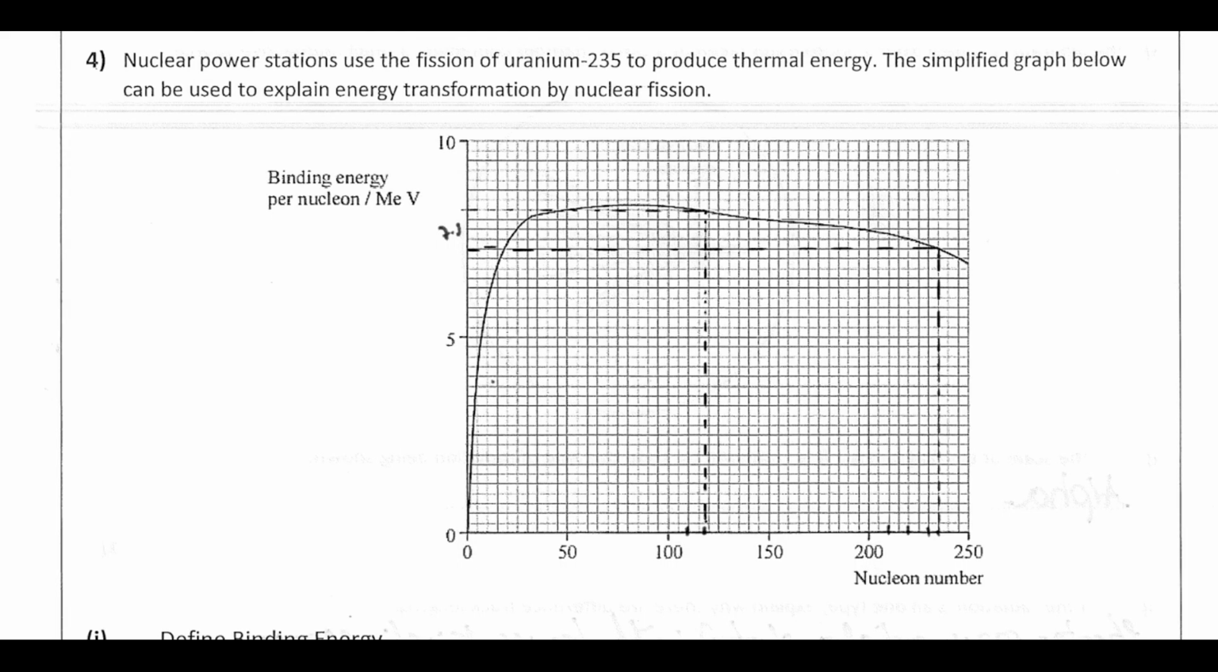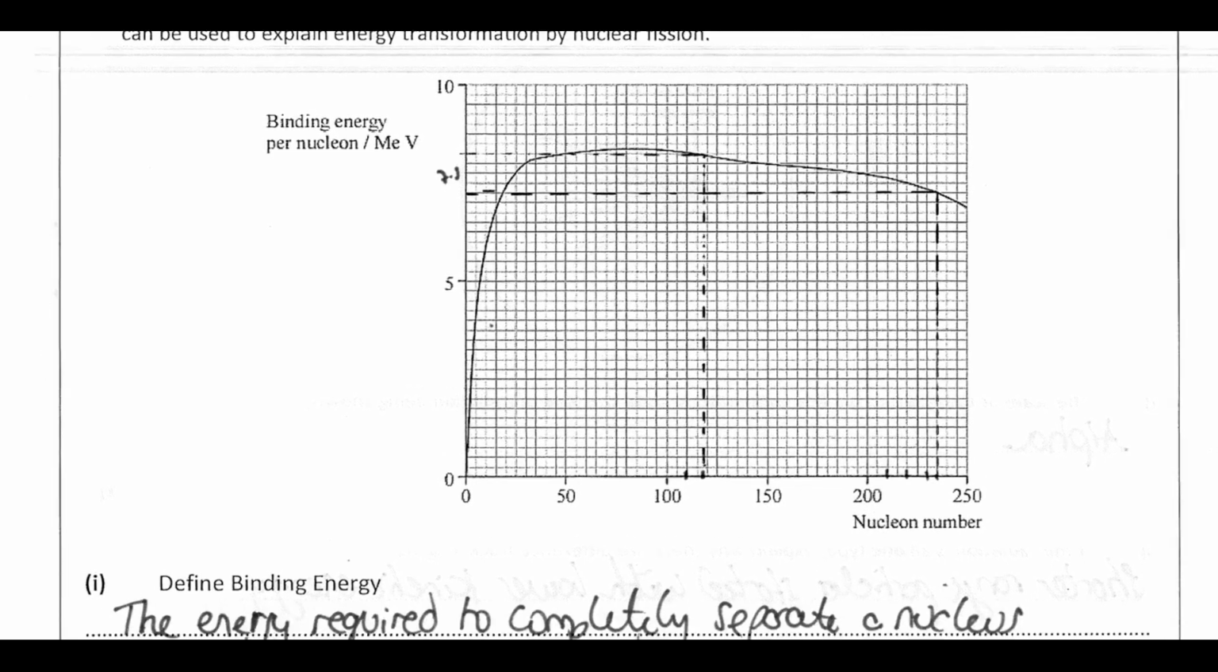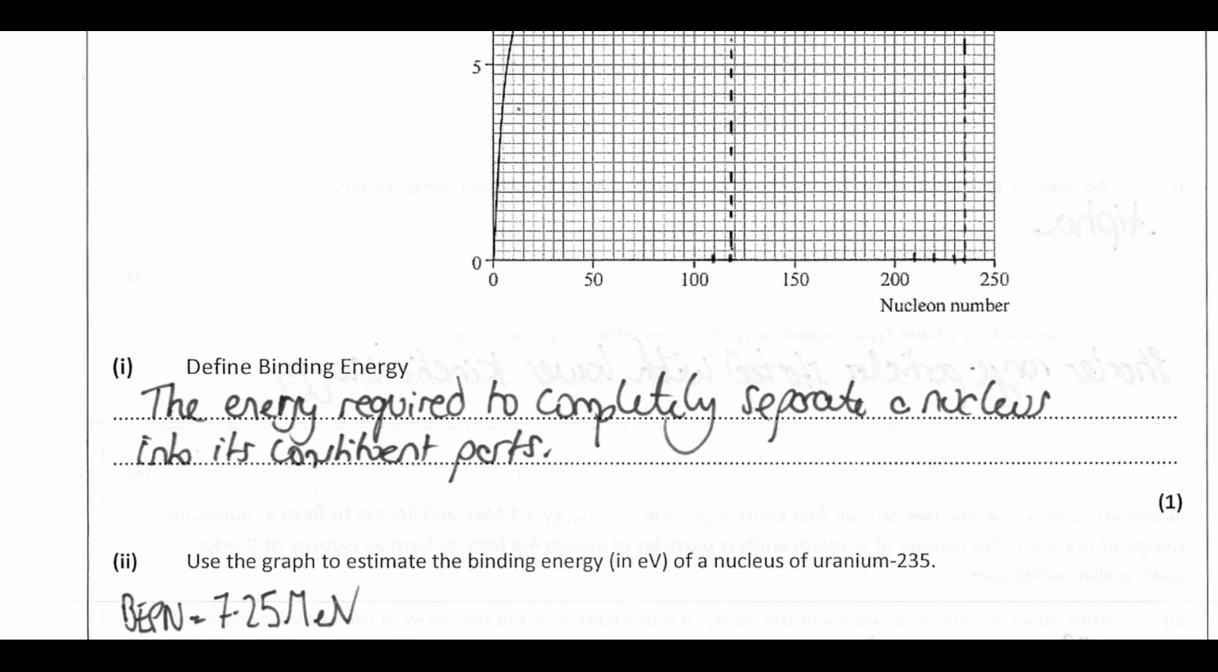Okay, so nuclear power stations use the fission of uranium to produce thermal energy. The simplified graph below can be used to explain energy transformation by nuclear fission. Okay, so let's look at the first question. The first question was to define binding energy. This is the energy required to separate a nucleus into its constituent parts, or conversely, it's the energy released when a nucleus forms.